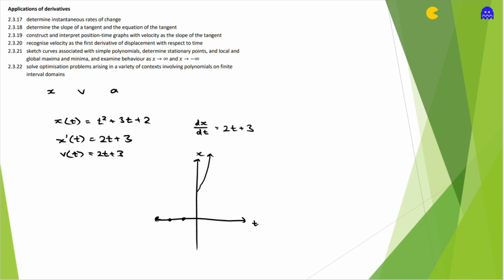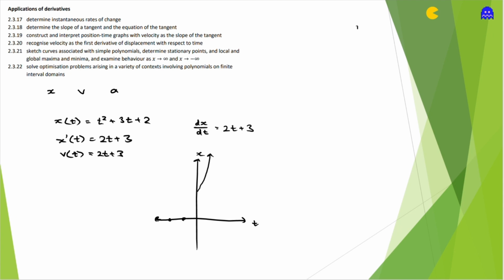So this is our position time graph, and if we were to differentiate this, we would get our velocity versus time graph. But for now, if we consider the tangents of this function, we would know that velocity is the slope at any point along it. The slope at any point along this function will tell us the velocity at that time point. So we've constructed and interpreted position time graphs with velocity as the slope of the tangent. We have recognized velocity as the first derivative of displacement with respect to time.